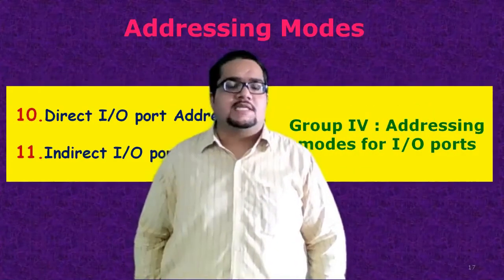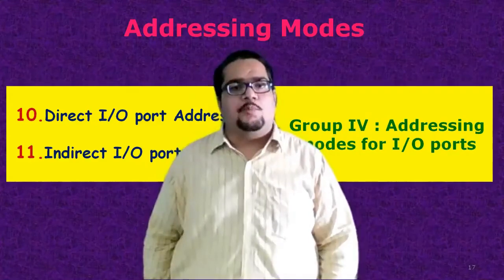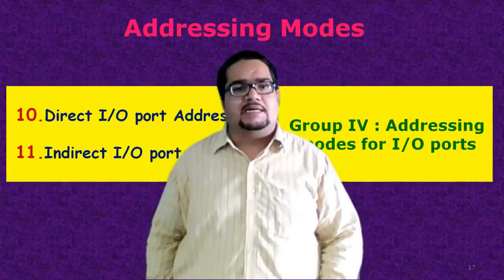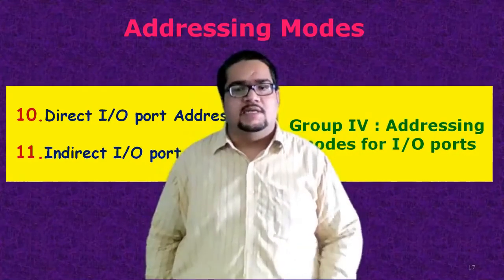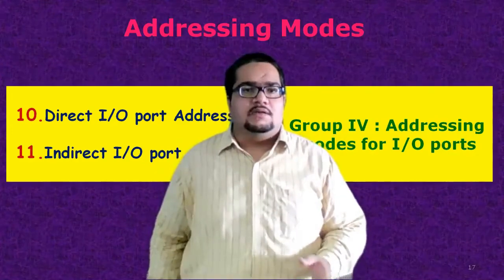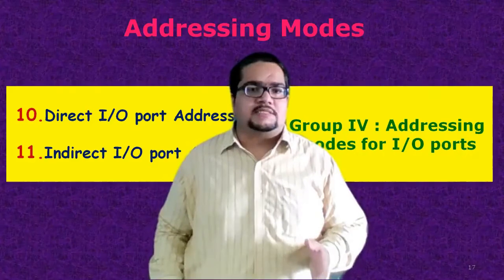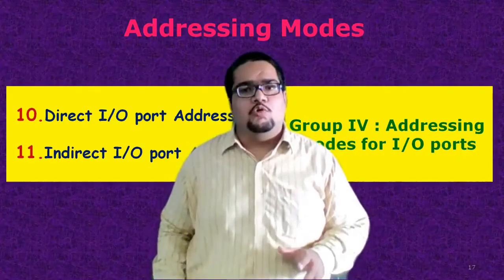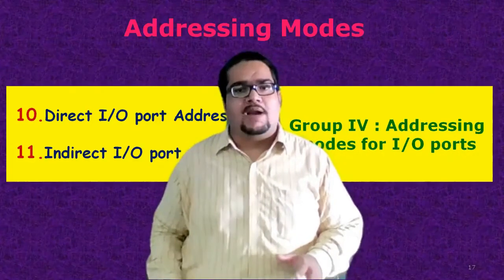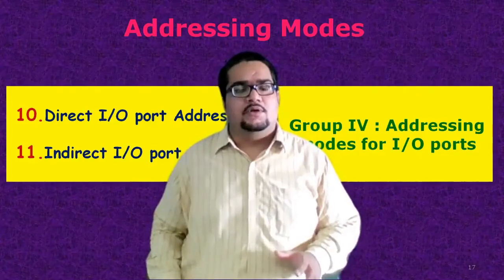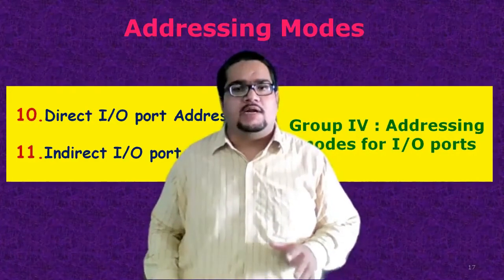Group 4 is about direct IO addressing. That means direct and indirect IO port addressing. Earlier, in group 3, we talked about the string operations, right? Group 2 was about the data operand which is in memory, the data operand located in memory.